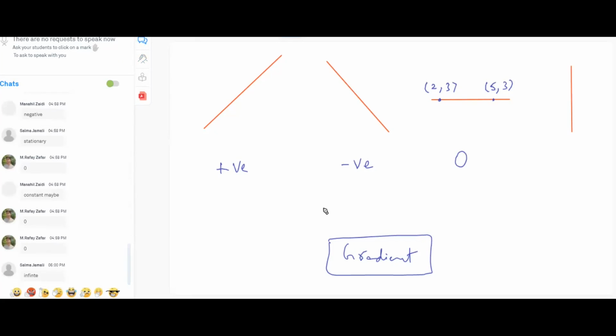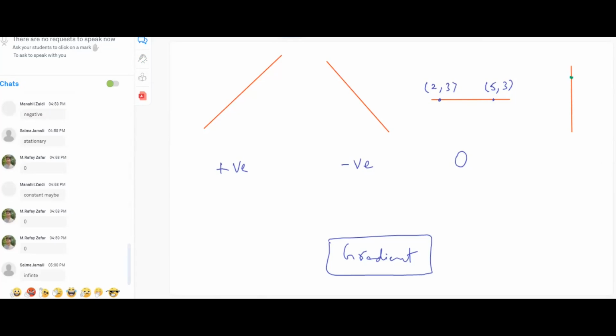Infinite. Okay, so that's a good answer, but that's not mathematically accurate. Well, we can say infinite. There's another word that we use for that. So basically, at this level you can call it infinite.